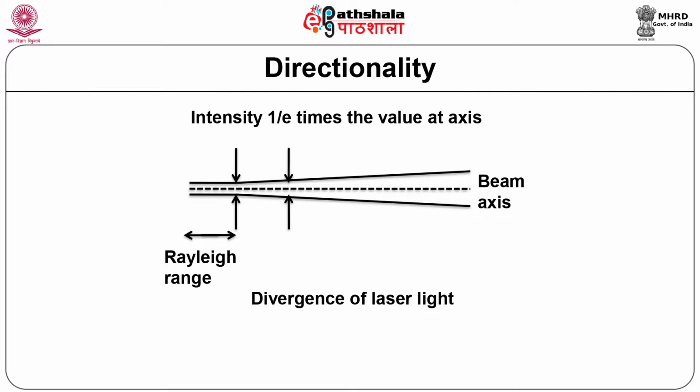Now, let us go to the next property, that is directionality. Conventional sources of light are highly divergent sources, and light from these sources spreads in all directions. When for a certain application a narrow beam of light is required, an aperture is kept in front of the source. This reduces the intensity of the light. Lasers are highly directional in nature. Up to a certain distance, the beam shows little divergence and remains essentially a bundle of parallel rays.